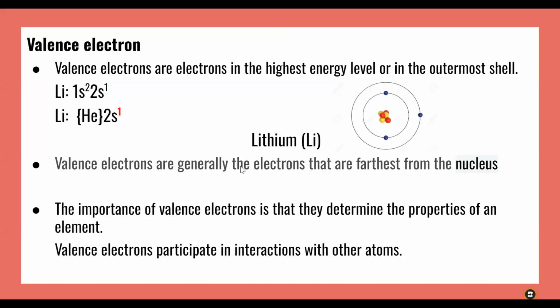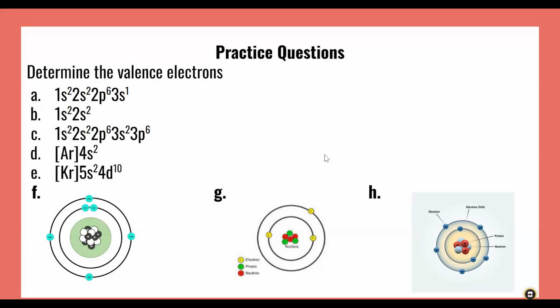Let's refresh our memory again. Valence electrons are electrons in the highest energy level of the atomic shell, and we looked at this, okay? They're generally electrons that are furthest from the nucleus, and they determine how an atom reacts because when there's a reaction, the valence electrons interact with valence electrons of other atoms. Now, we have to do some practice questions. Hopefully you understood it. So pause the video and write down the valence electrons for the following.